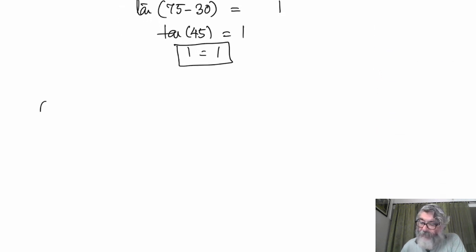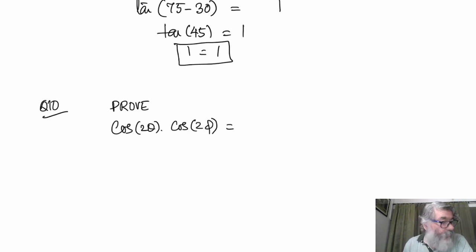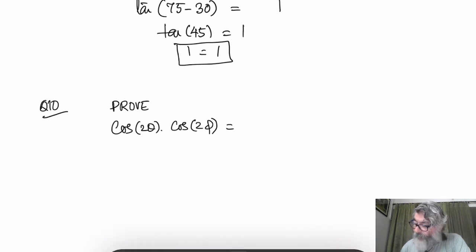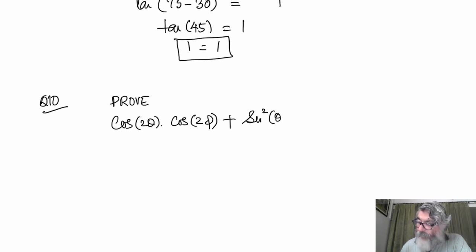Now let us see question number 10. It says prove cos 2 theta cos 2 phi plus sin square(theta minus phi) minus sin square(theta plus phi) is equal to cos(2 theta plus 2 phi).